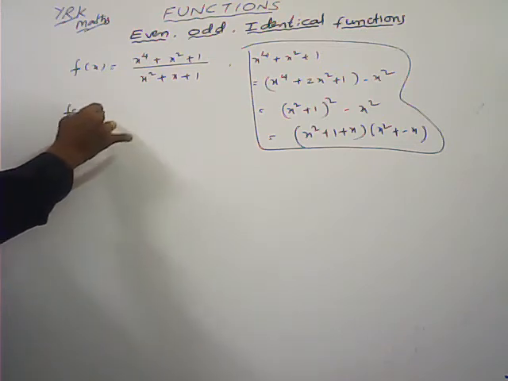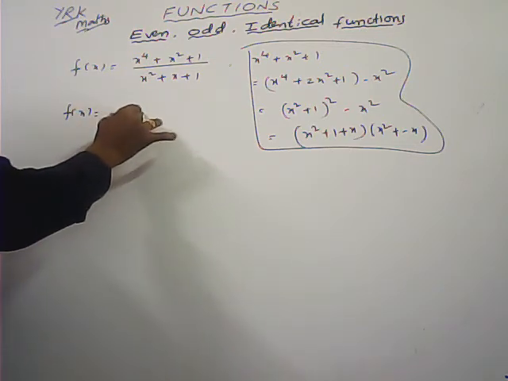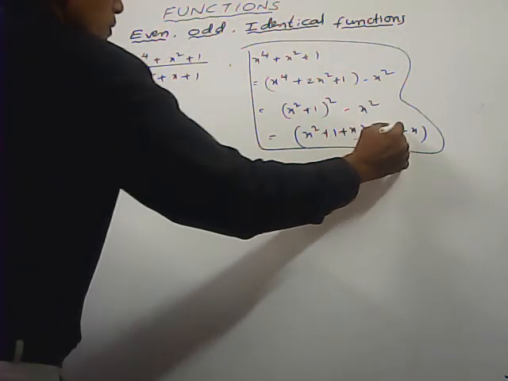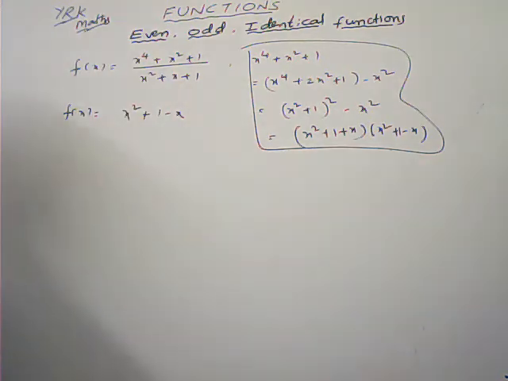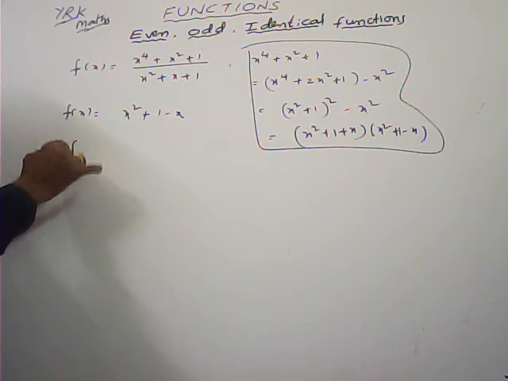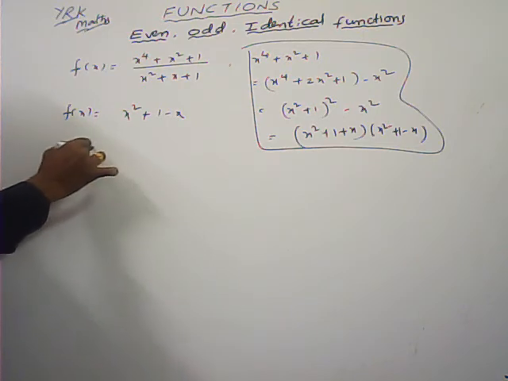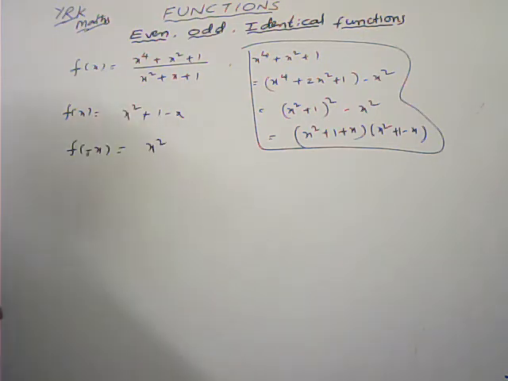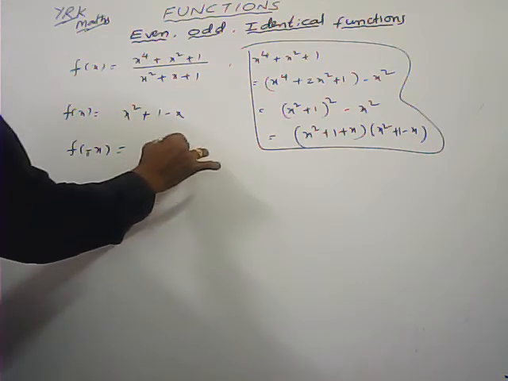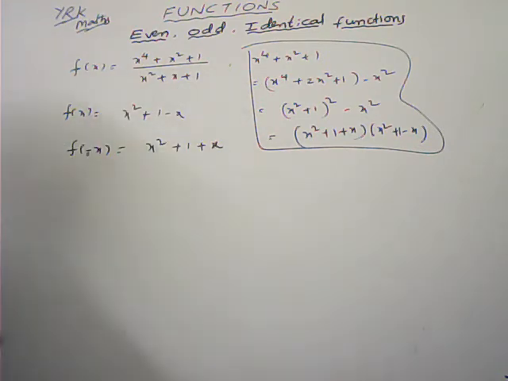x square plus 1 minus x. We can get x square plus 1 minus x. This is the function only. Now replace x by minus x. F of minus x equals minus x whole square, we can get x square plus 1 plus x. Here we got x square plus 1 plus x.